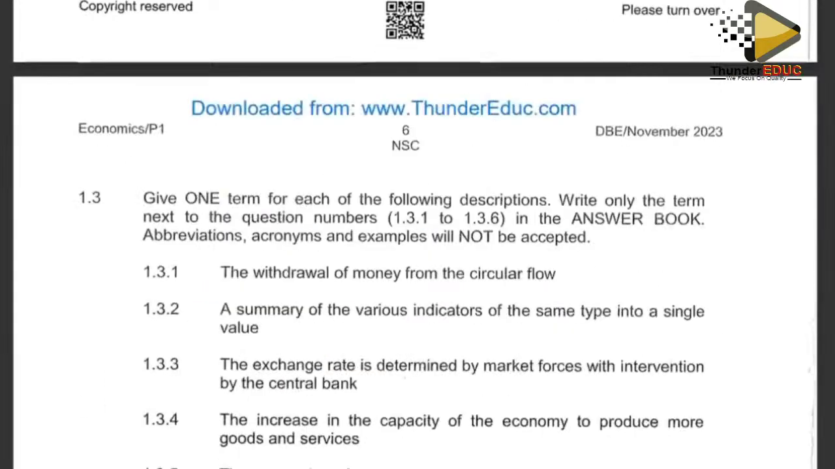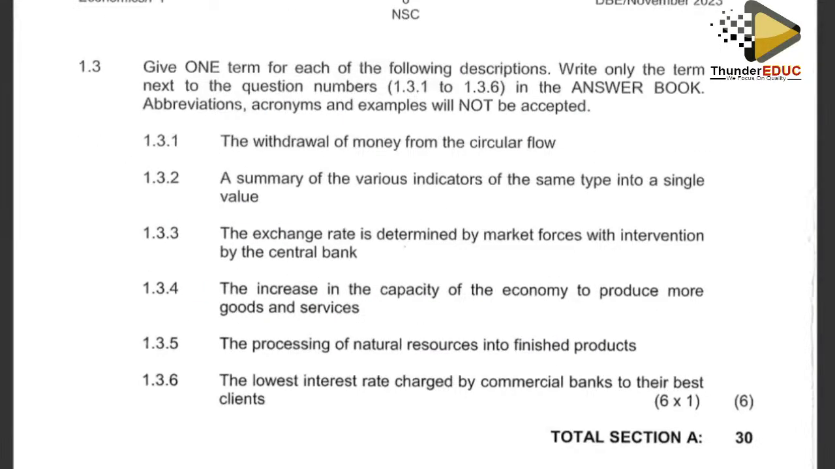The next question that we are faced with is 1.3. And this 1.3 reads as follows. Give one term for each of the following descriptions. Write only the term next to the question numbers. An example is given for 1.3.1 to 1.3.6 in the provided answer book. So abbreviations, acronyms, and examples are actually not being considered in this question. Okay, right, grade 12. So now we have 1.3.1, of which 1.3.1 reads as follows.